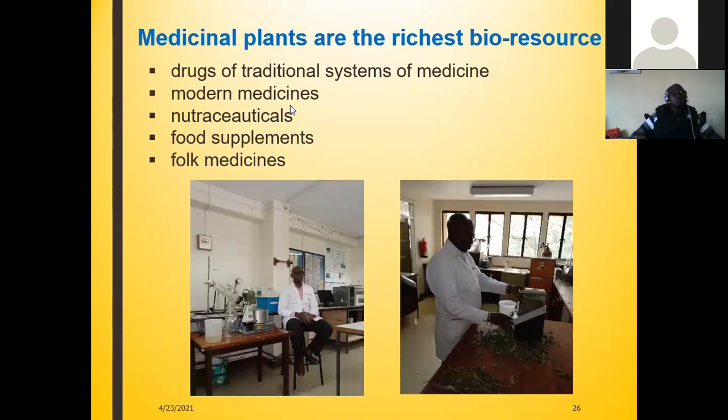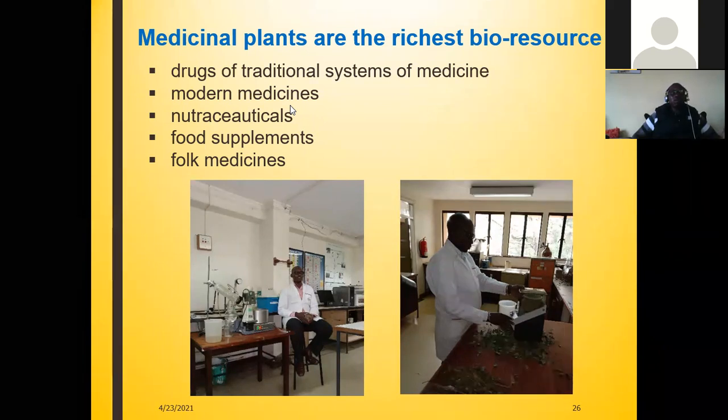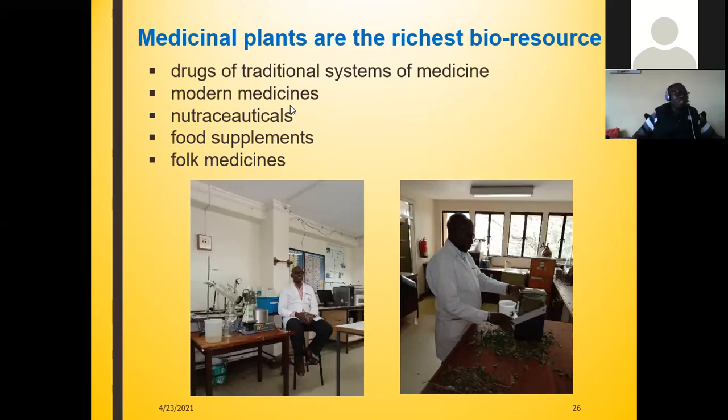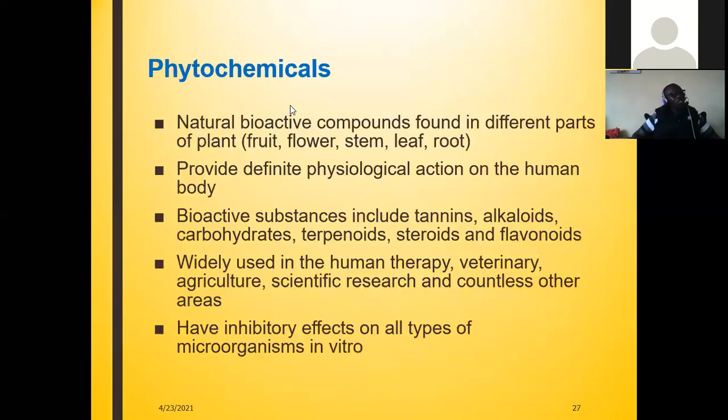Now, leaving that history aside, we know that medicinal plants have been used for treating various ailments for a very long time. But what makes these medicinal plants important in the treatment of various diseases? We have realized that medicinal plants are the richest bioresource that is known. Our drugs come from them, both traditional and modern medicine. We can also get nutraceuticals from these medicinal plants, we can get food supplements from them, and we also have folk medicine that comes from them.